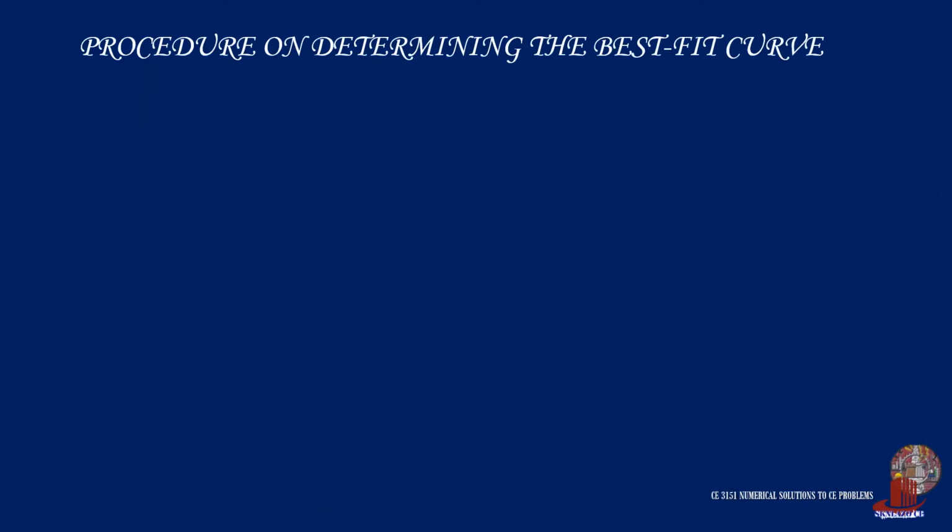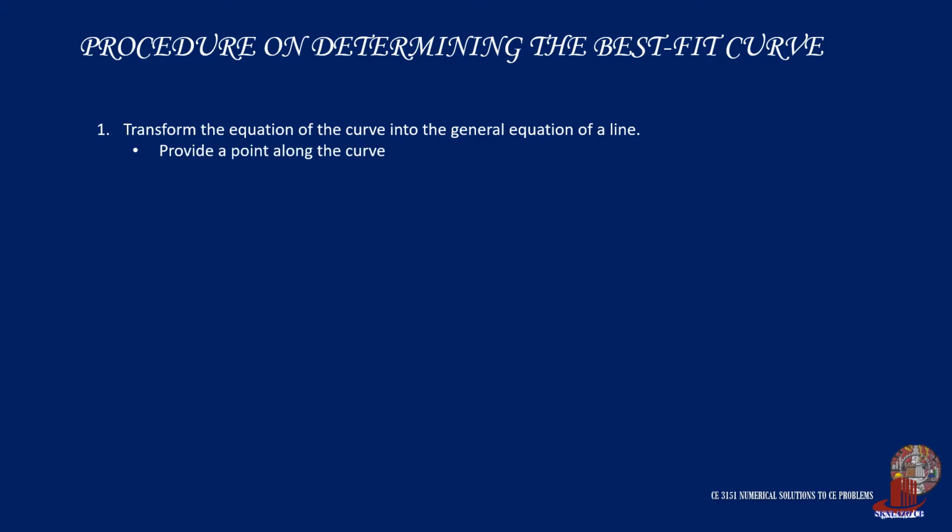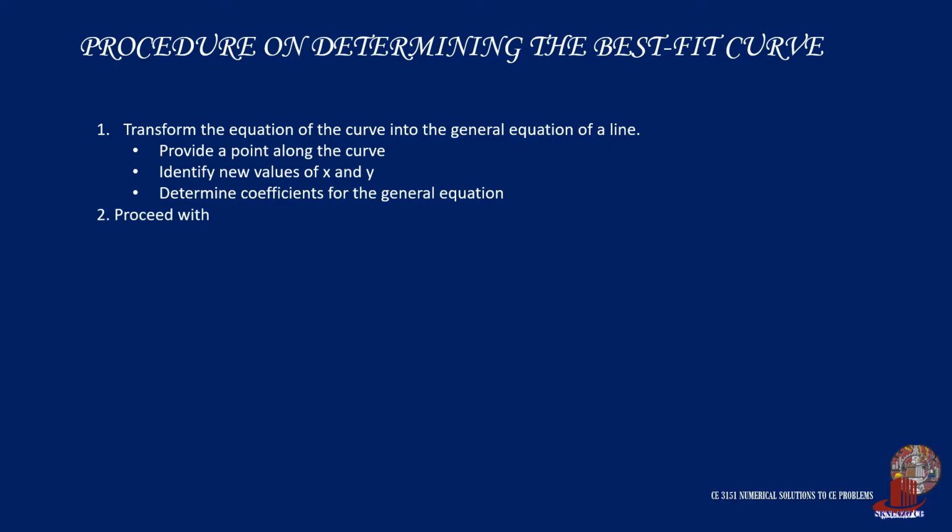Unlike the solution of best fit line using method of grouped averages, a preliminary step of transforming the equation of the curve into the general linear form of y is equal to ax plus b is required. In such transformation, you are to use a coordinate from the dataset assuming that the point is where the curve lies. After identifying the linear general form, one can proceed with the method.